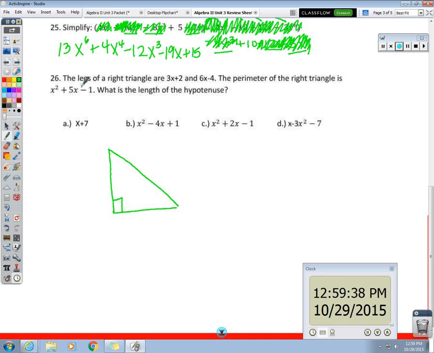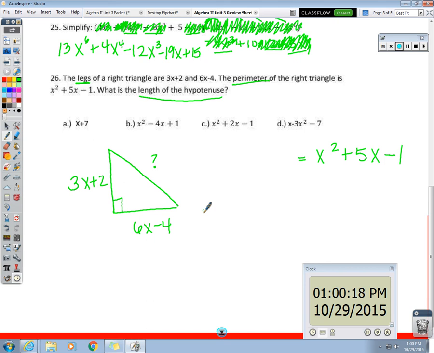Now, which ones are the legs? The ones that form the right angle, correct? This one is the longest side and it's known as the hypotenuse. And we don't know the length of the hypotenuse. It's unknown. Does it matter which leg we label with which? No. So I'll just label this one 3x plus 2 and this one 6x minus 4. And they're wanting us to find what of this triangle? The hypotenuse. Well, right, but we want to find the perimeter, and the perimeter is x squared plus 5x minus 1. Like they already gave us the actual perimeter.